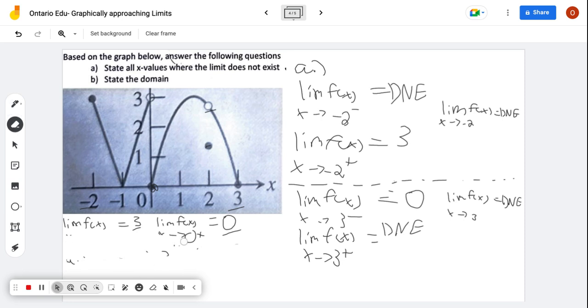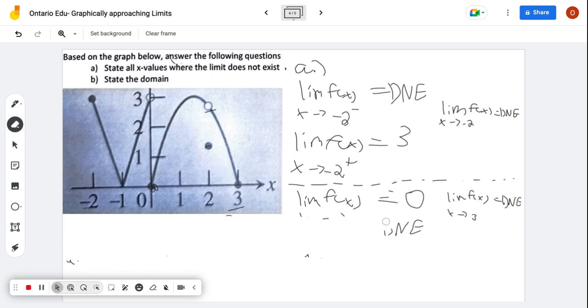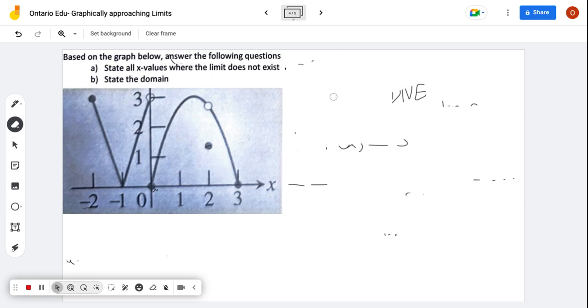Now let's do part B. Alright. Part B states to state the domain. Now this seems like a pretty simple question, but most students get a bit confused and they find it trickier. So first, domain is simply the x values where the function exists.